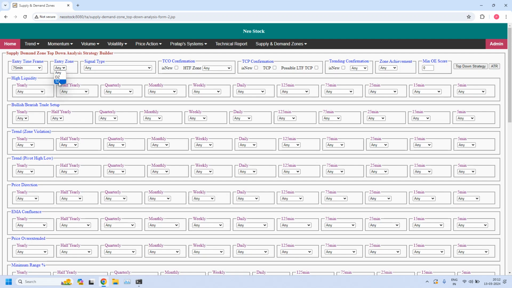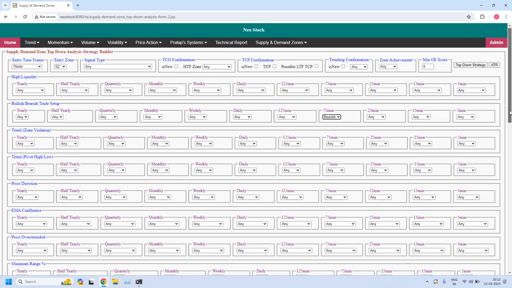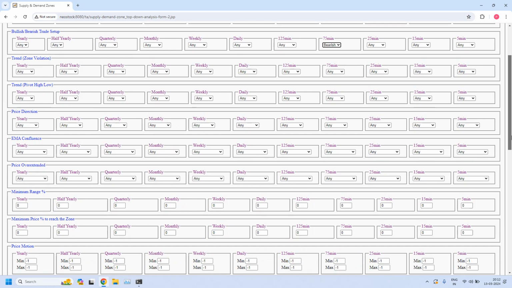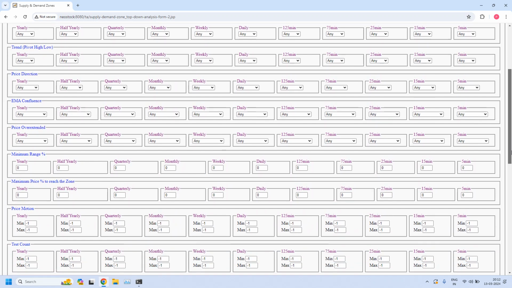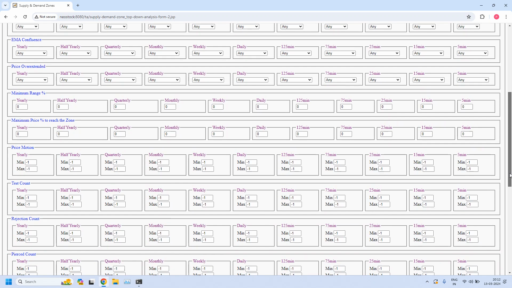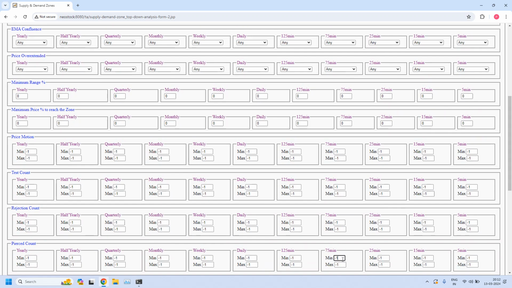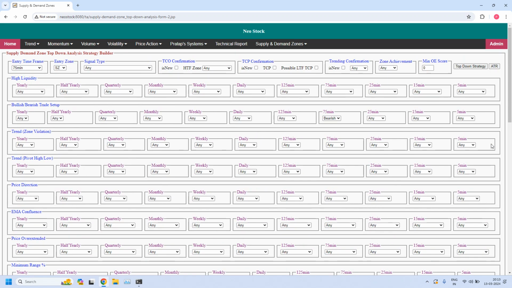Now entry zone should be supply zone, because it is a bearish trade setup. In the bullish or bearish trade setup parameter, at the 75 minutes time frame, I am selecting the value bearish. And only one filter I am going to add, that is the pierced count should be 0. At 75 minutes, I am setting the minimum value 0, maximum 0, because we don't trade on the pierced zones. 0 indicates the zone is not pierced.